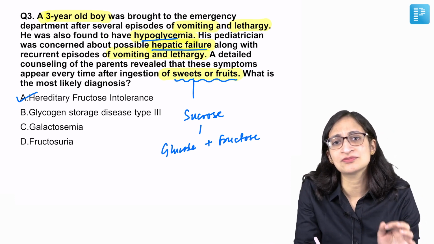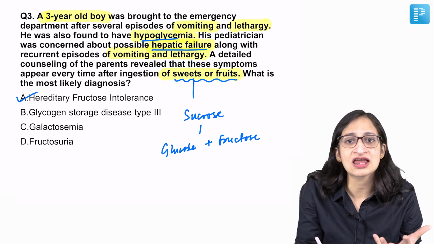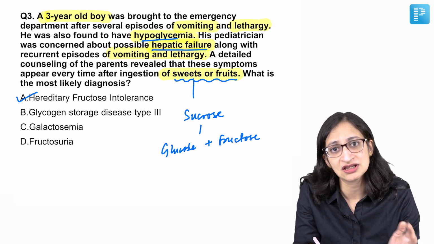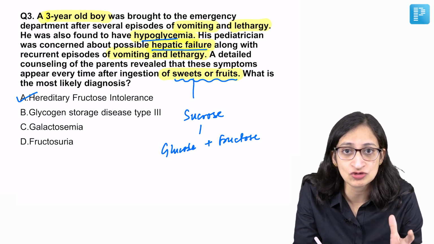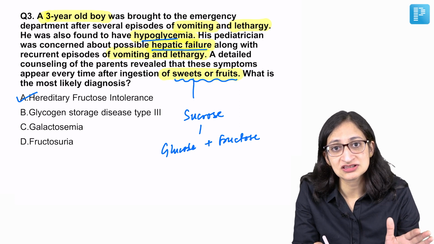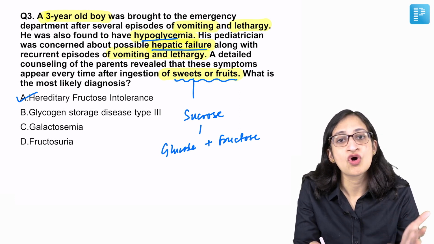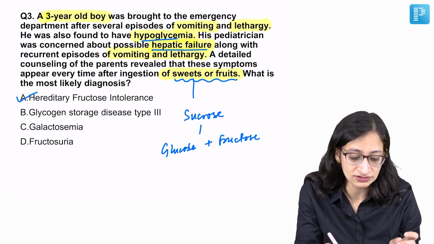Glycogen storage disease type 3 will not have such a presentation. So Cori disease can present with hypoglycemia and hepatomegaly, but muscle involvement can also be there. So this does not seem to be the typical case scenario, and it will not get precipitated by the intake of fructose or sweet foods and so on.